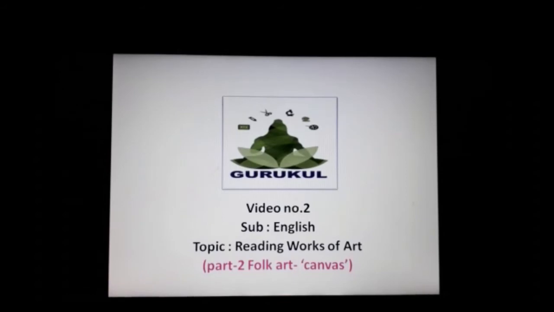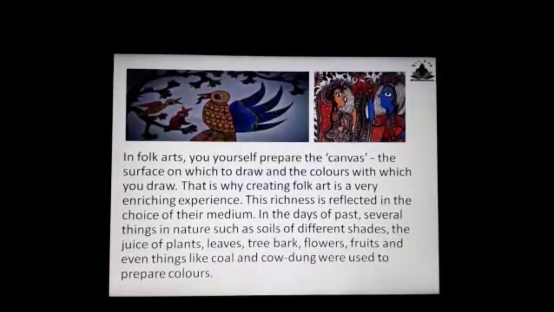Yes, class, let's continue with our chapter and get some more information about folk art, which is called Gond art. Now, in folk art, you yourself prepare the canvas, the surface on which to draw, and the colors with which you draw. That is why creating folk art is a very enriching experience.